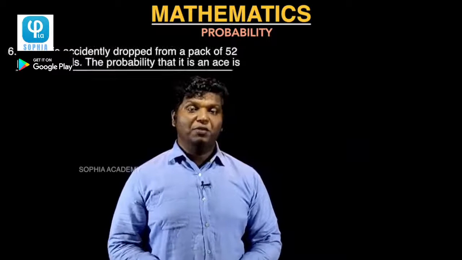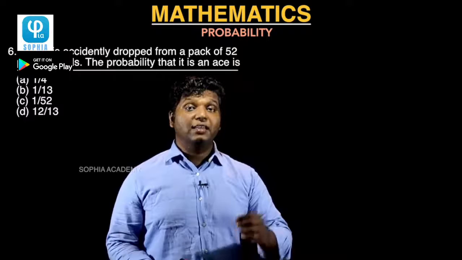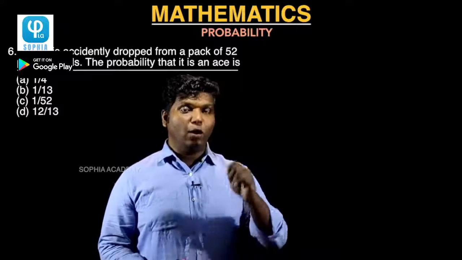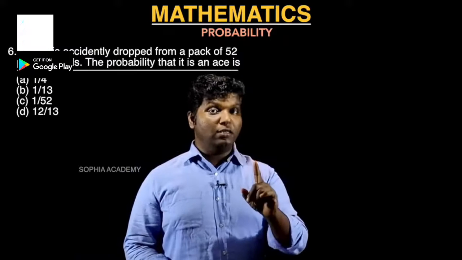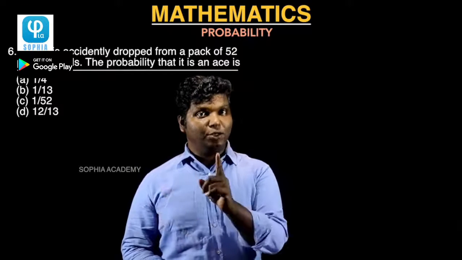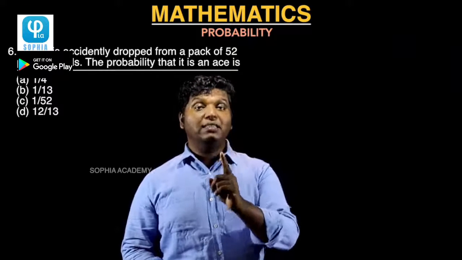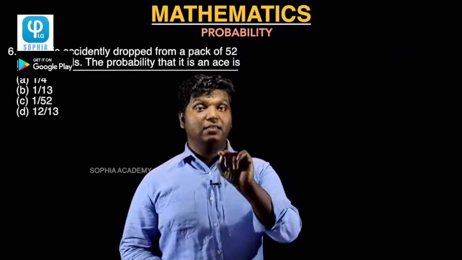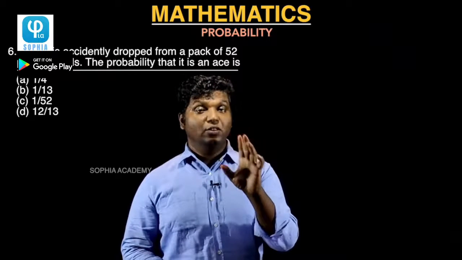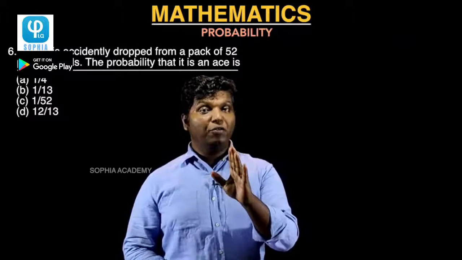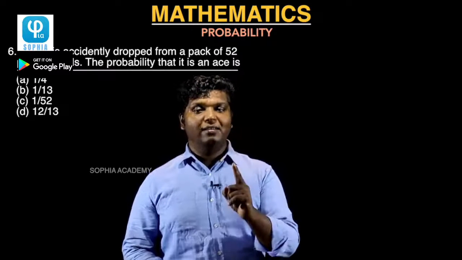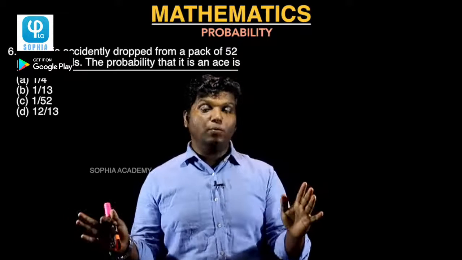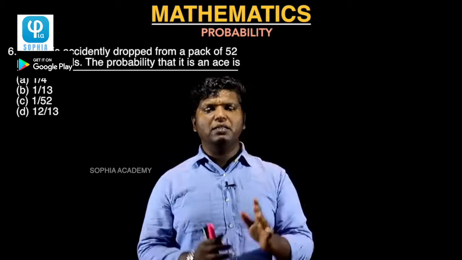So here goes the next question before you. A card is accidentally dropped from a pack of 52 cards. So there is a pack of 52 cards and one card is accidentally dropped. The probability that it is an ace is, the options given are 1 by 4, 1 by 13, 1 by 52 and 12 by 13. So among these, one is the right answer, right?